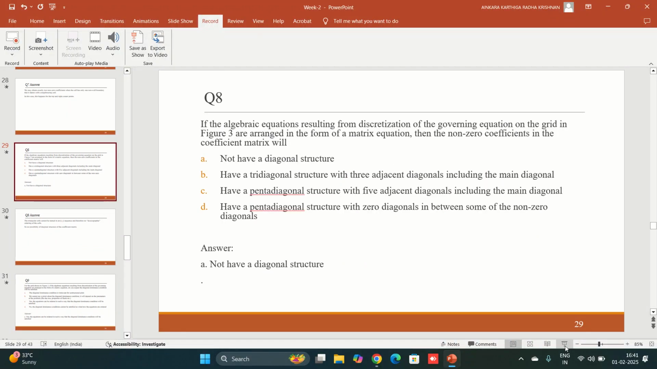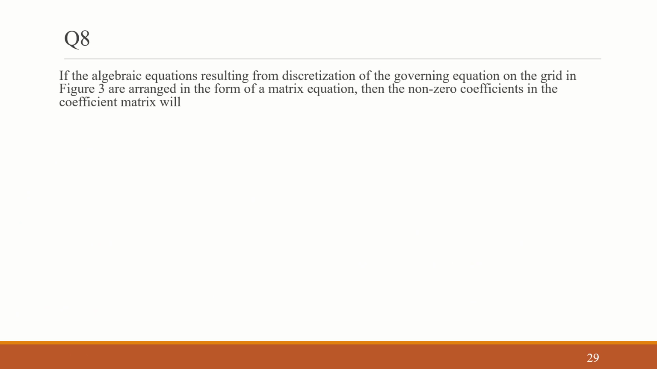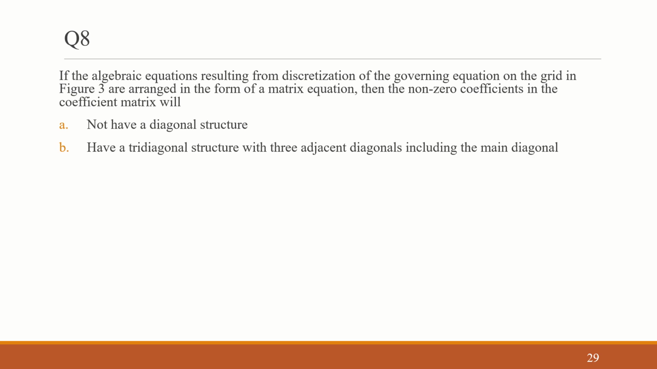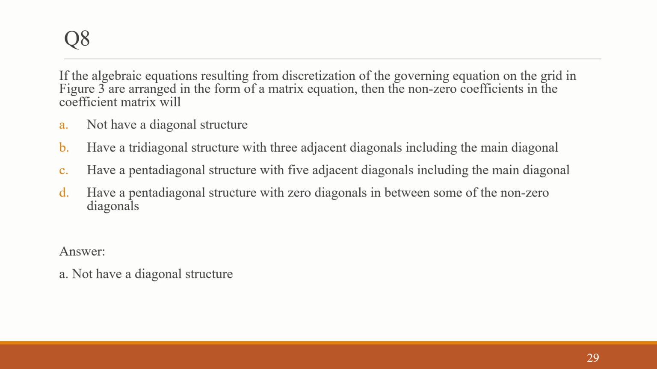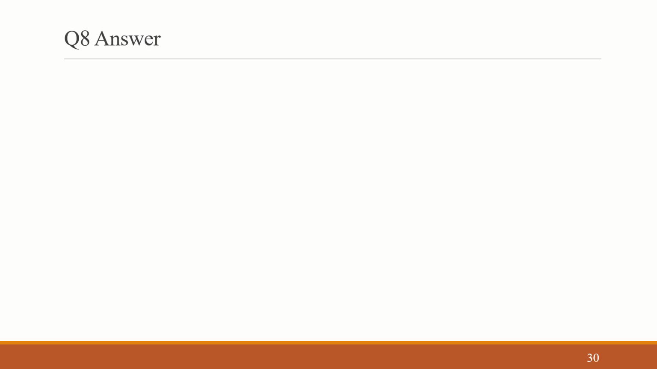and few it will be like 2 non-zero coefficients and few in between 3, like that. So it won't have the diagonal structure. That is the answer actually. If you write and see also, you will be able to see that you won't be having a diagonal structure. Option A, not have a diagonal structure, is the answer therefore. Option A, not have a diagonal structure.